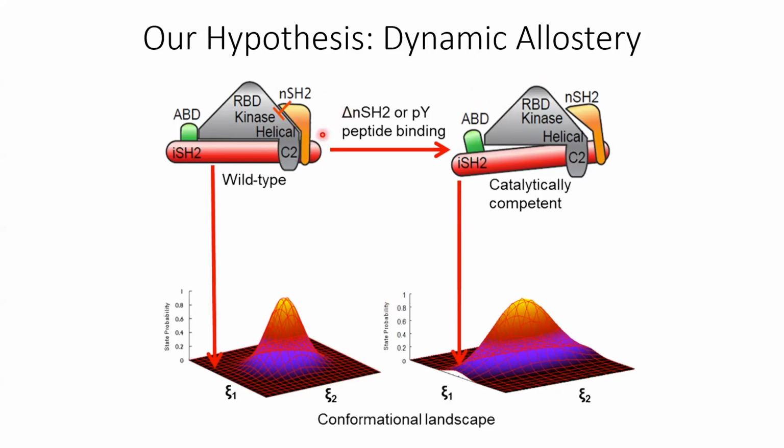So what we can see here is, based on this idea, in wild-type PI3K, the population of the catalytically competent state is so low that we in fact don't really see that active conformation or catalytically competent conformation even in multiple crystal structures of the enzyme. However, when we allosterically perturb PI3K, either through removal of the NSH2 domain or binding of phosphotyrosine peptide, the population of the catalytically competent state is increased without significantly altering the ground state conformational ensemble.